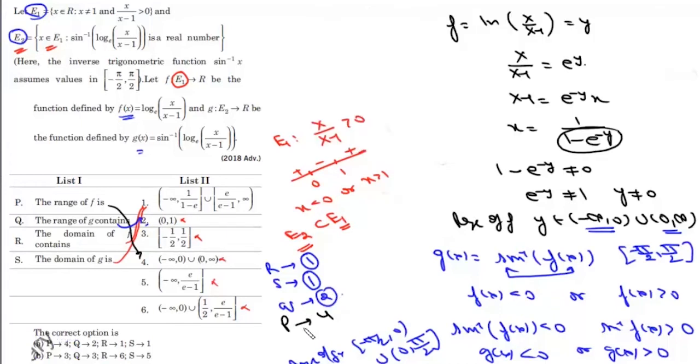So the answer to this question is P matches with 4, Q matches with 2, R with 1 and S with 1. And that's your option A. And that is the answer to this question.